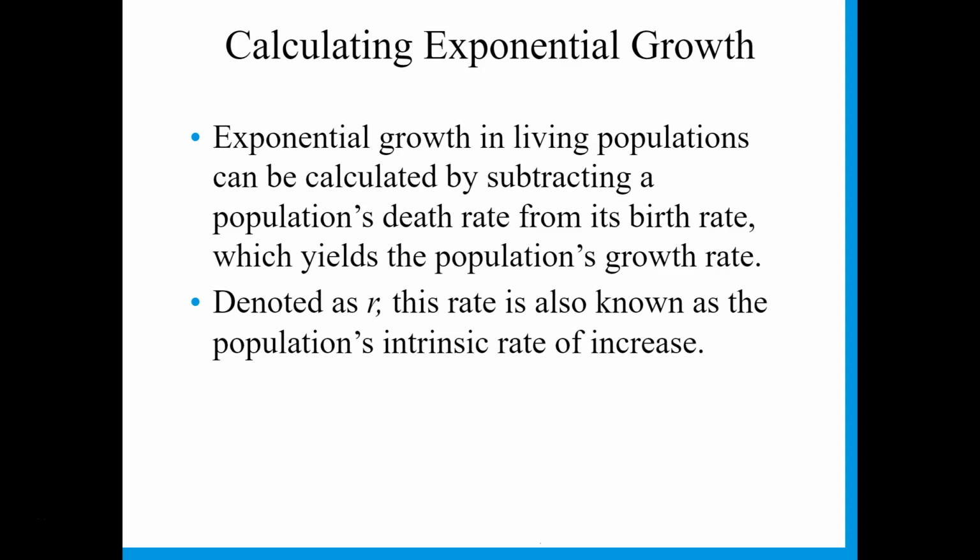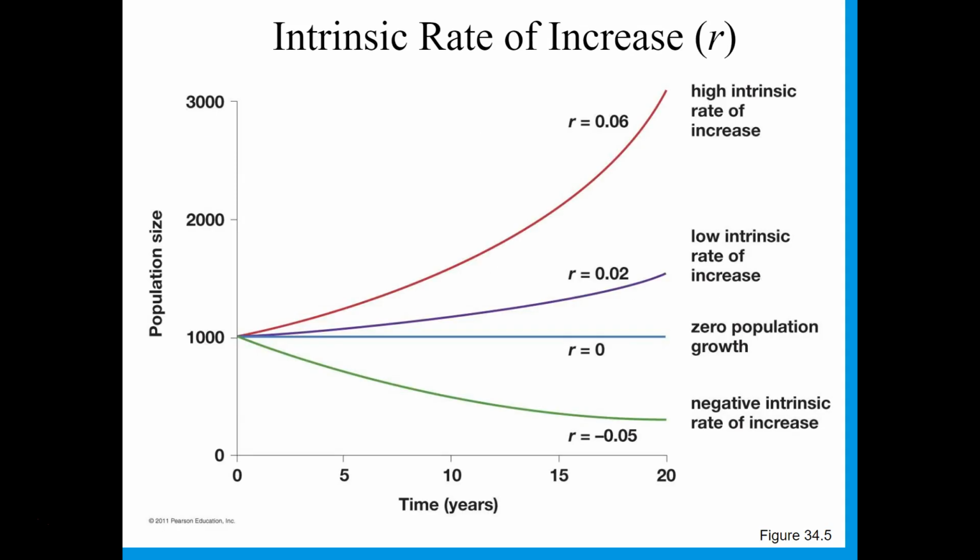I'm not going to make you do anything crazy mathy with this. If I ask you a question about this, I'll give you the equation. R is also called the population's intrinsic rate of increase. If you have a high R, you can see you're growing quite rapidly. If you have a low R, you're still growing, but not quite as fast. Zero R, you're just straight across. No growth, no births, no deaths. Nothing is happening to your population. And if you have a negative R, you have more deaths than births, and your population is declining.